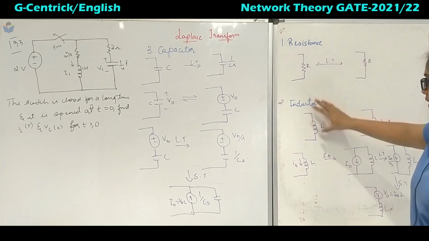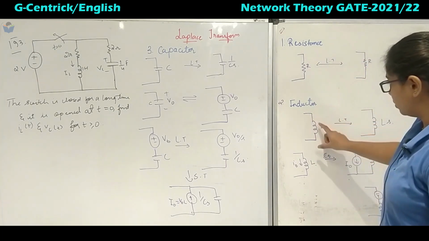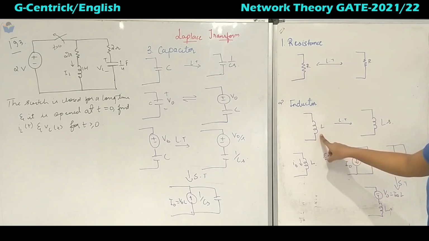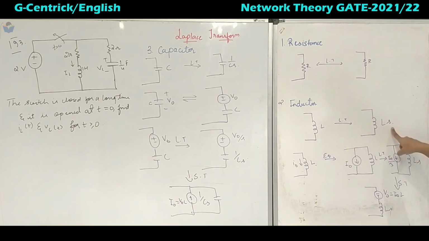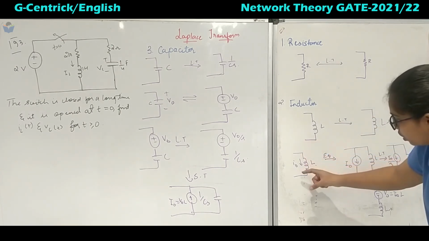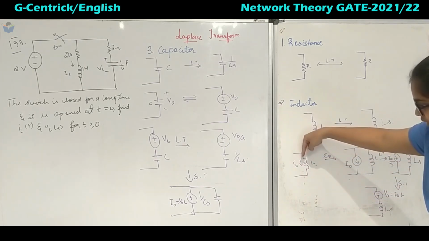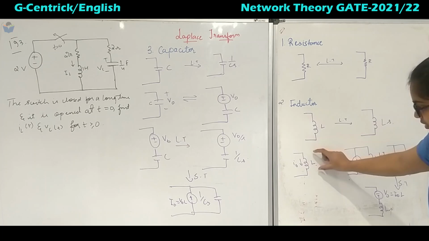Coming to the inductor, you have three cases. One is with the symbol L, and if you take the Laplace transform of this inductor, you will get L into S. The second case is if you have an initial current flowing in this inductor. In the circuit they will say here is I0 and this is L.